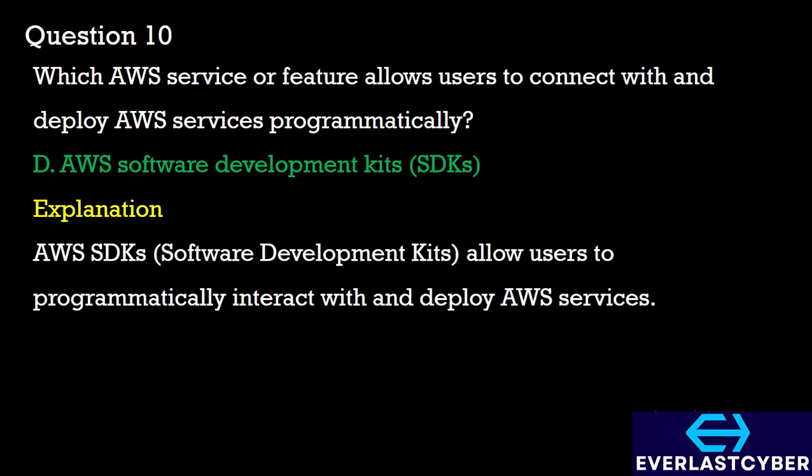The AWS Software Development Kit allows users to programmatically interact with and deploy AWS services. It provides a set of libraries and tools for various programming languages like Python, Java, JavaScript, and this enables developers to write code that can create, manage, and automate AWS services directly through their applications. So these tools are specifically designed to allow programmatic interaction with AWS services.